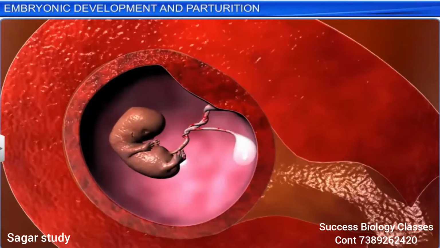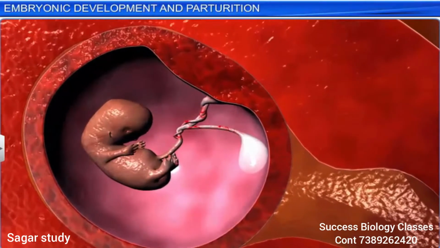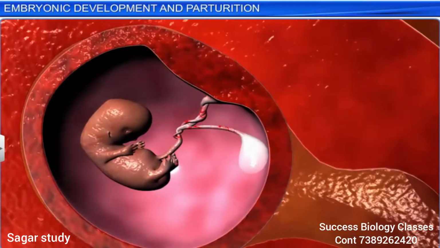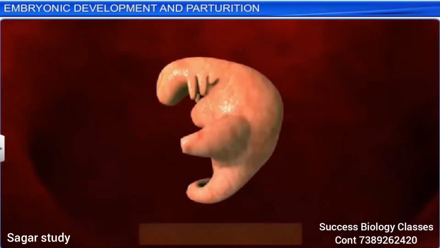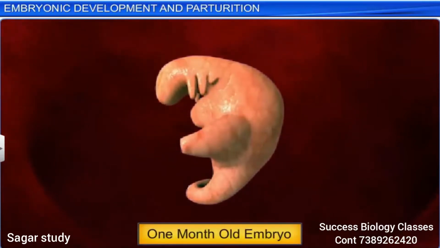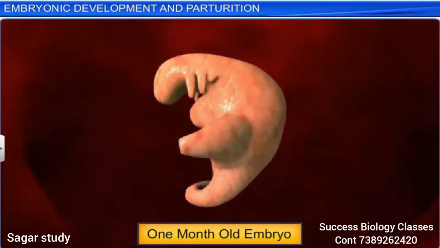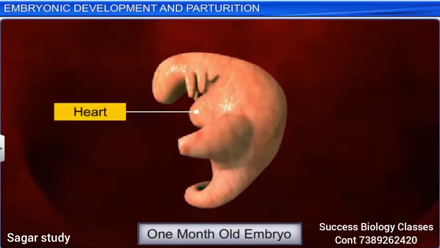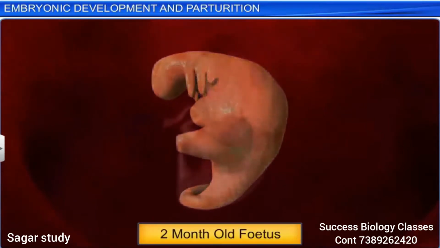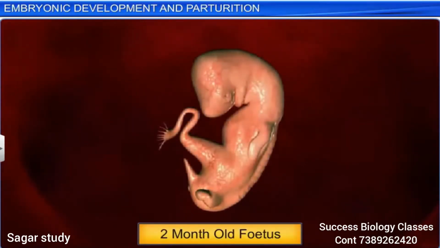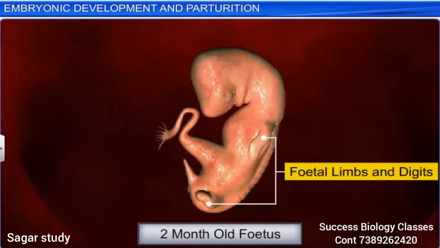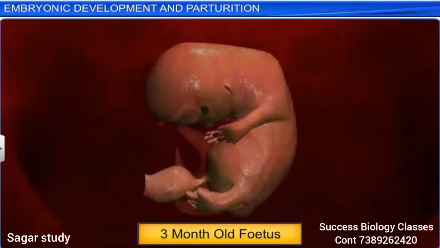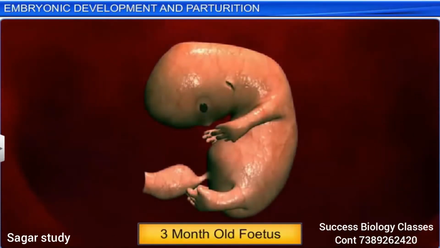The embryo stays inside the uterus for 9 months, which is called the gestation period. During this period, the embryo undergoes several developments. By the end of the first month, the embryo develops a heart, while the end of the second month marks the transition of an embryo to a fetus with developing fetal limbs and digits. And by the end of the third month, most of the organs are already formed.